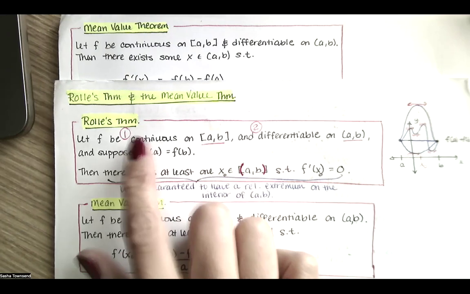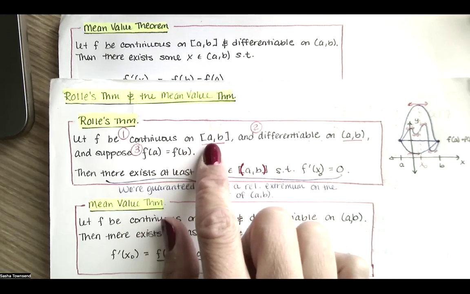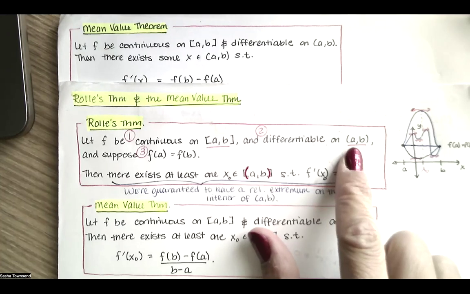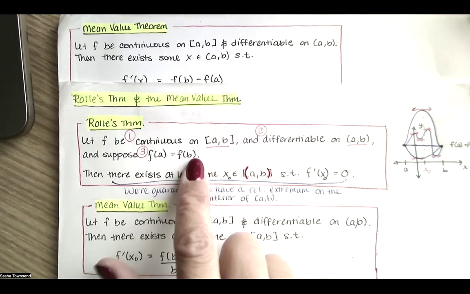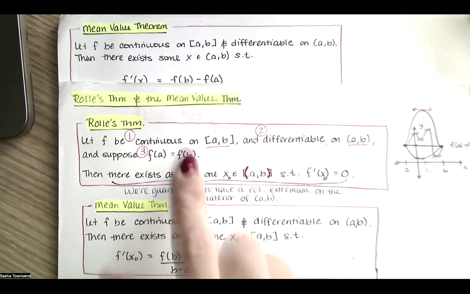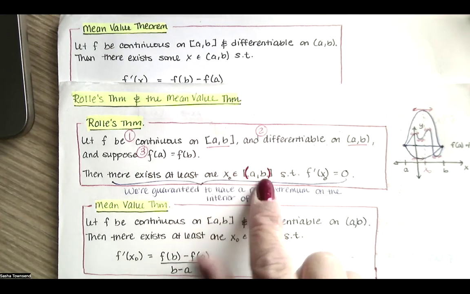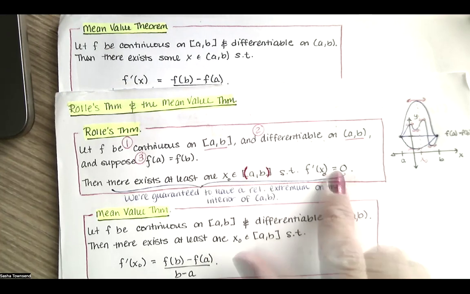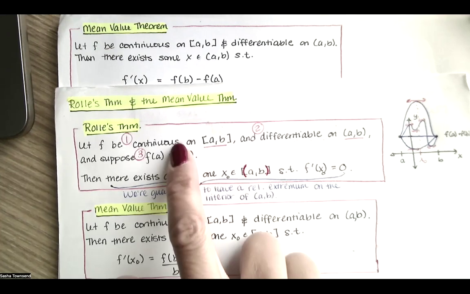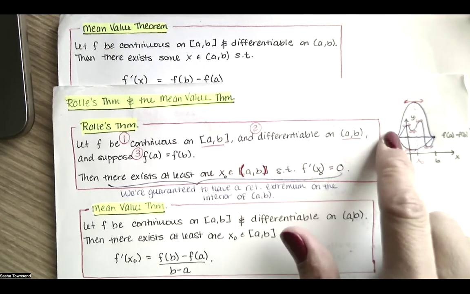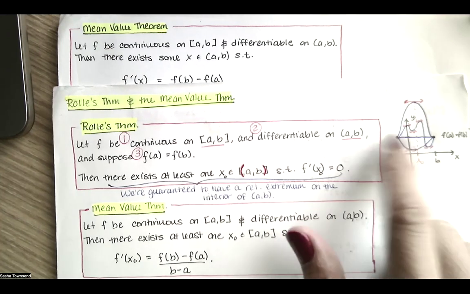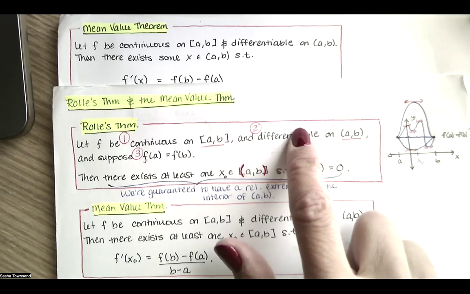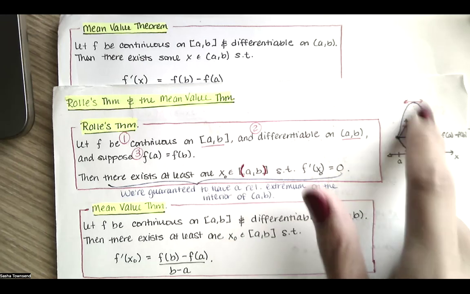Rolle's theorem said that if f is continuous on a closed interval a to b and differentiable on an open interval from a to b, and the y values are the same at the endpoints, then there's at least one x value on the interval where the derivative is equal to 0. The fact that it's continuous means that we can draw it with one curve from this location to this location. The fact that it's differentiable means that that curve is nice and smooth.